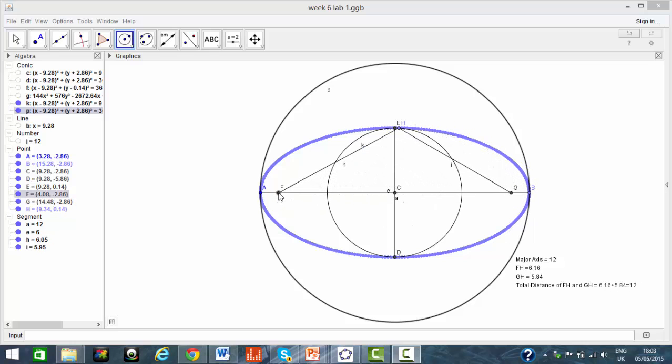But the thing that changes is the distance from F to H and G to H. But if you add these two together, they will consistently stay at 12. And this just proves to you that the distance from a focal point to anywhere on the outside of an ellipse, back to the other focal point, will always equal 12.